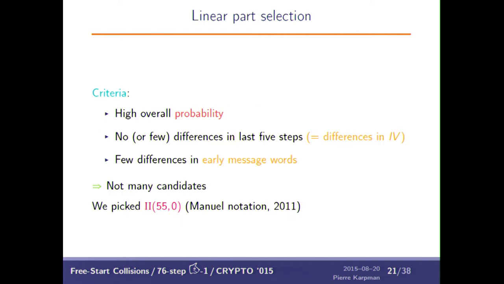So the first thing I said we have to do is to find a good linear part. The criterion for the usual one is just that we want something of high probability, because that's what's going to define the complexity of the attack in the end. But here, because of our free start setting, we also have these two extra conditions. If we get differences at the end of the five steps of this linear part, it means that we need to introduce differences in the IV so that we really get a collision. If we have a lot of such differences, the backward propagation is going to behave badly, so we want to avoid that. And also for the same reason, we want to avoid having too many differences in the early words of the linear part, I mean of the message. So in the end, there were not so many candidates, and we picked the type 255.0, following Manuel's notation.